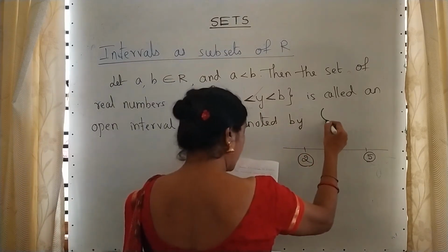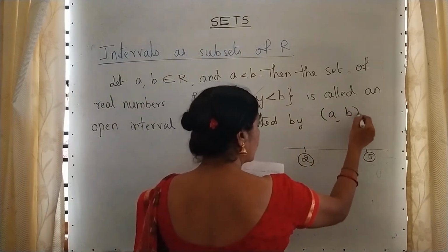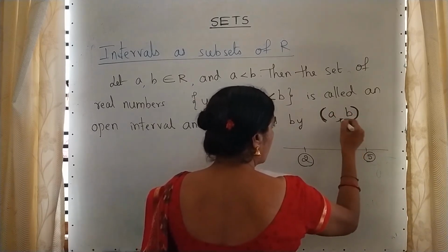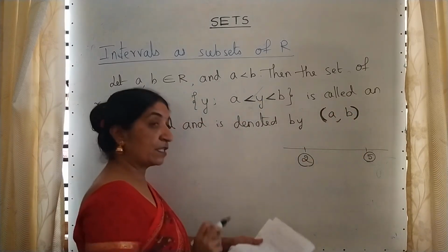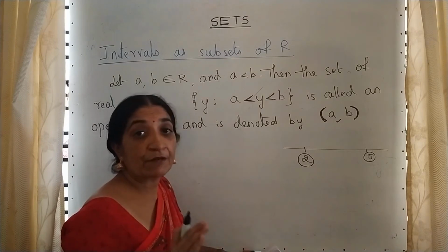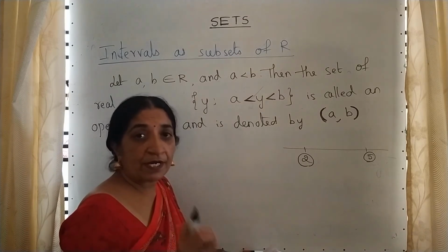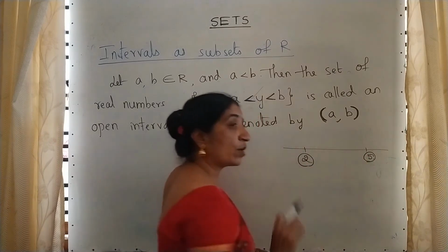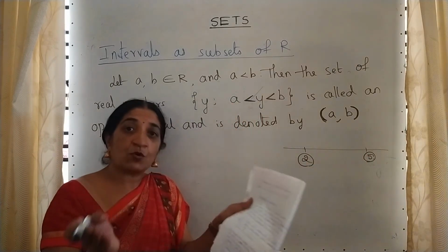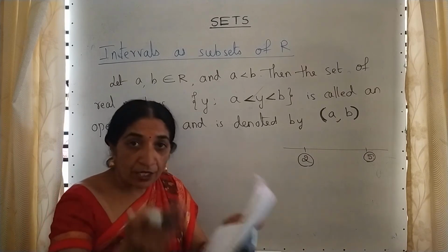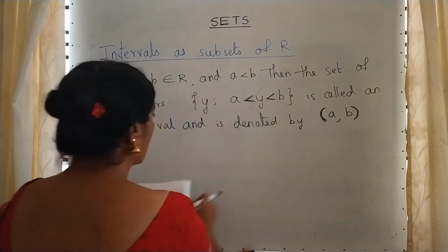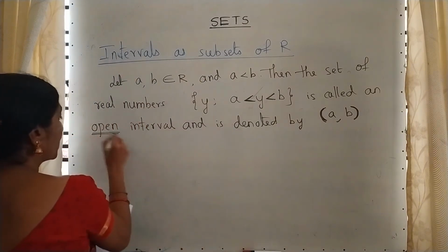The interval is denoted, see, not in a flower bracket but in a round bracket, like this. If you write A comma B in this round bracket, this is called an open interval. Understood? Open interval means we are not including the end values. In between 2 and 5, excluding 2 and 5. This is an example. So mark this as an open interval.